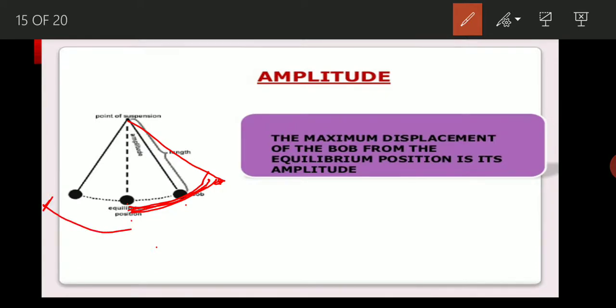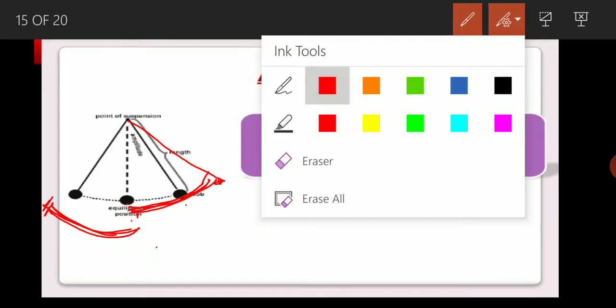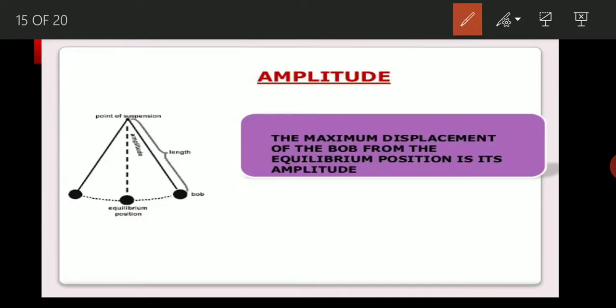If it travels the distance from the equilibrium position or mean position to the extreme end, this distance is known as amplitude. So we can say that it is the maximum displacement from its mean position. In this diagram, this distance is known as amplitude because it shows the maximum displacement from the equilibrium position to this position. Clear?